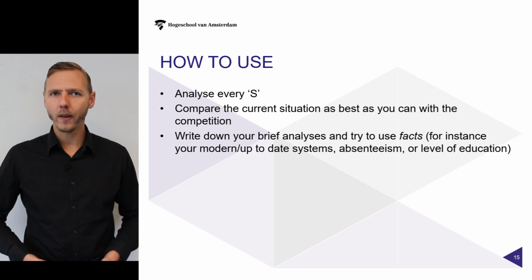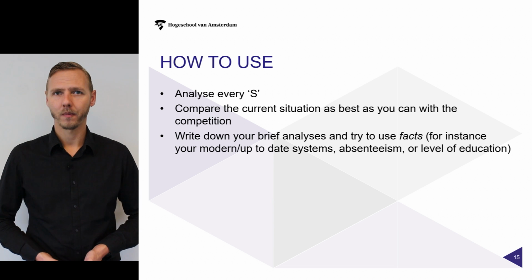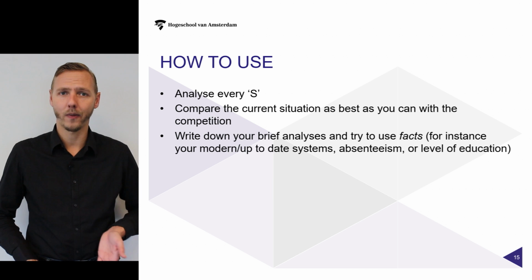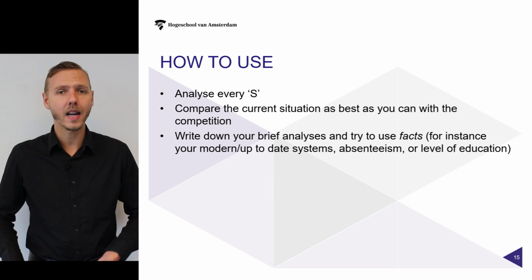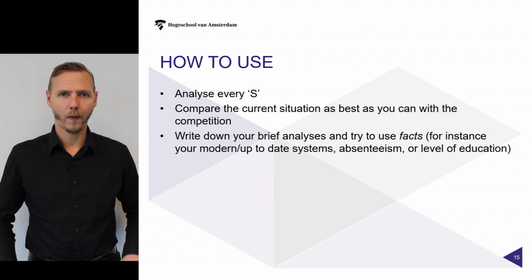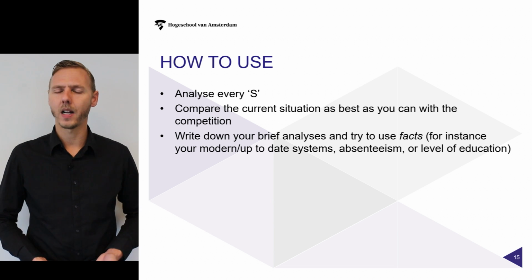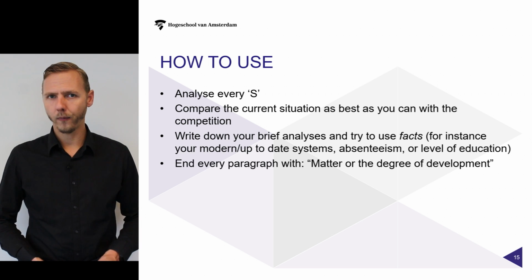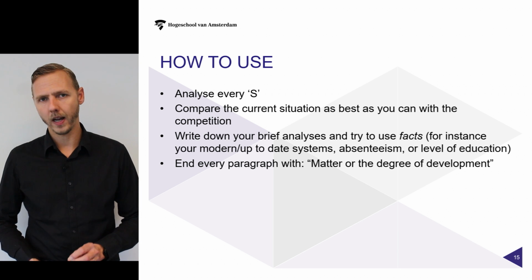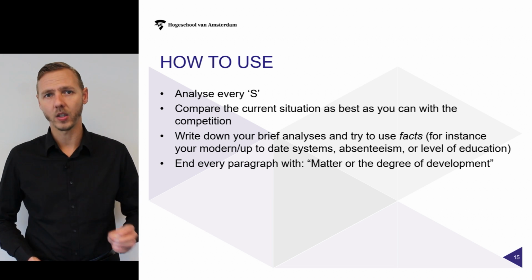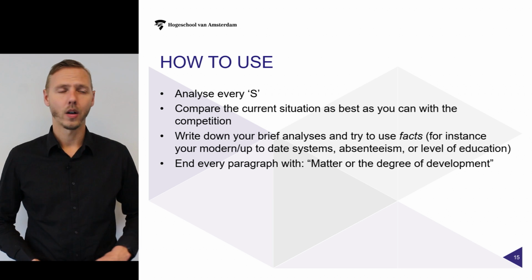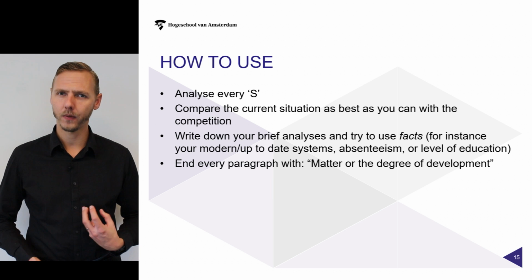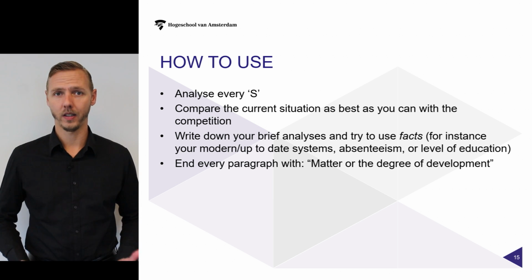Write down your brief analysis and try to use the facts. Yes, so for instance, if you have a modern or an up-to-date system, this is a fact. If you have a high level of education, then this is a fact. These are often really good to write down and you can prove that you are strong in this factor. End every paragraph with the matter of development, whether the degree of development is low or high or strong or weak or average. This gives you a conclusion for this specific S.